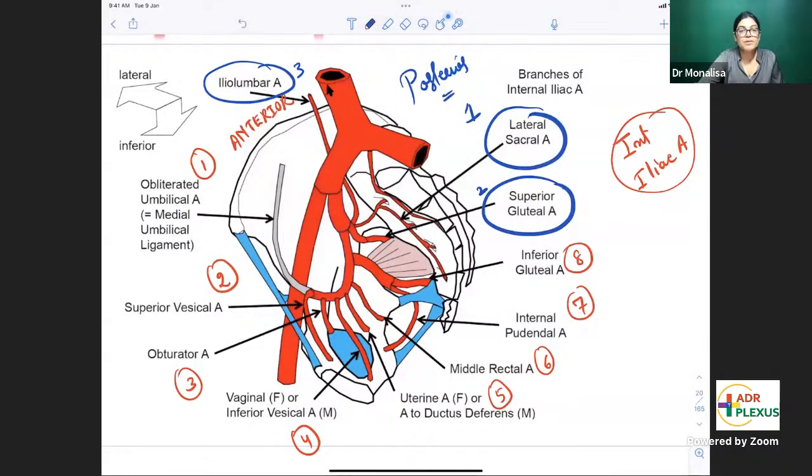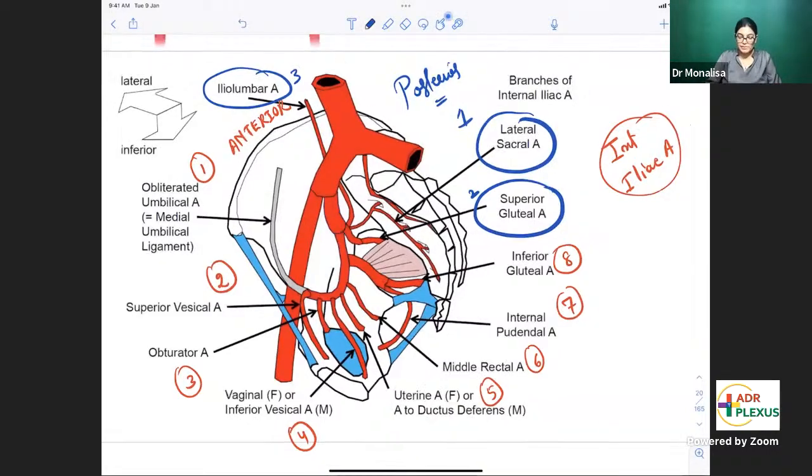Ma'am, can we get the PDF? Yeah, we will just check.